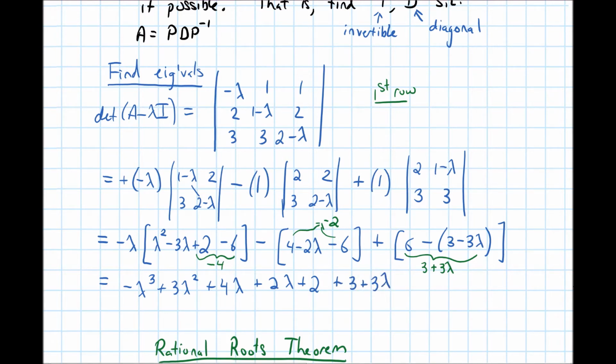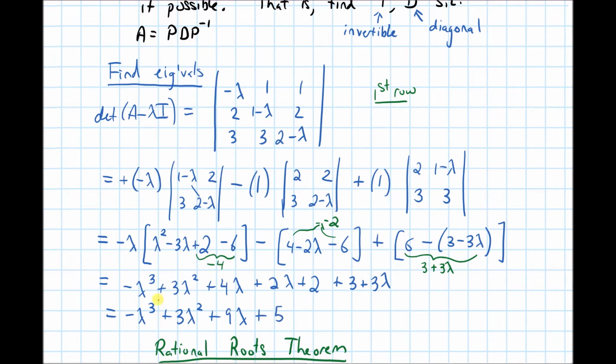So now if we combine like terms, we have the negative lambda cubed. So we have 3 lambda squared. That's the only lambda squared term, 3 lambda squared. For the lambda terms, there's a 4 lambda, 2 lambda, 3 lambda. That gives me a 9 lambda. And for the constant term, there's 2 plus 3, which is 5.